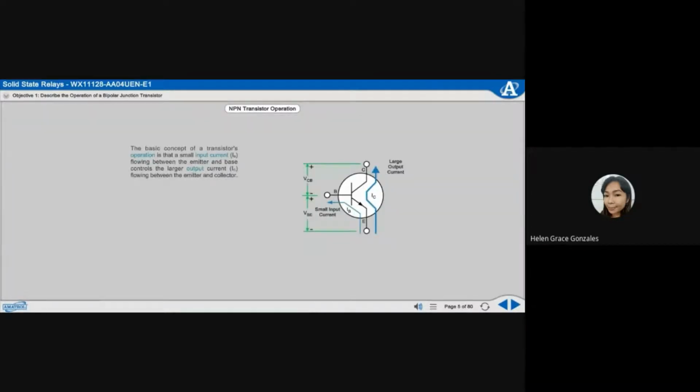The basic concept of a transistor's operation is that a small input current flowing between the emitter and base controls the larger output current flowing between the emitter and collector. To operate, the transistor requires that a forward bias voltage be applied to the base emitter junction and a reverse bias voltage applied to the collector base junction. This means a positive voltage is applied to the base emitter junction and a positive voltage is applied to the collector base junction.